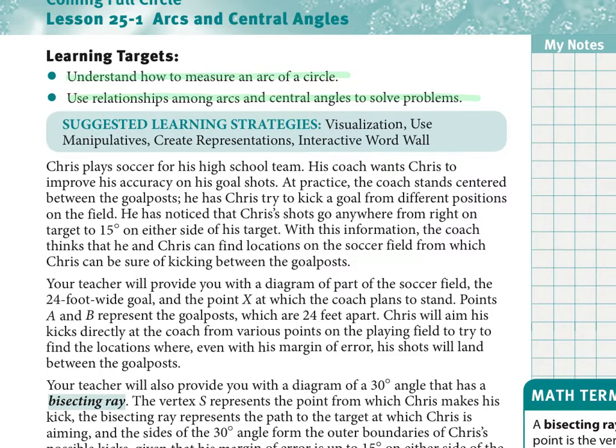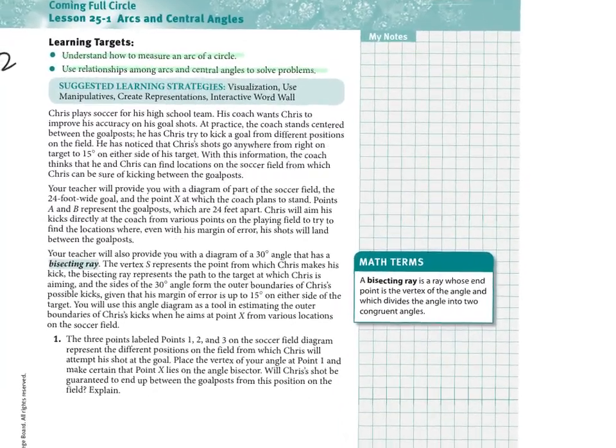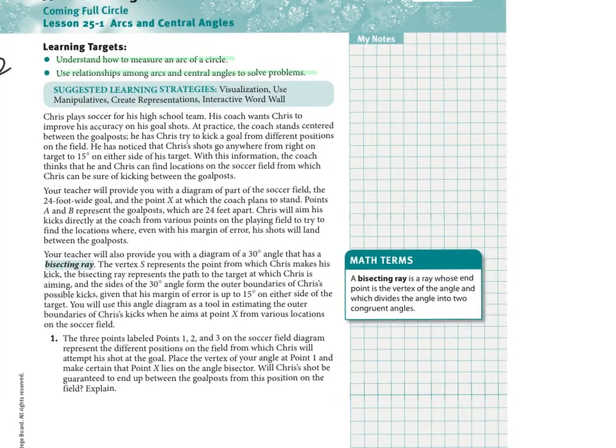So let's read below. It says, Chris plays soccer for his high school team. His coach wants Chris to improve his accuracy on his goal shots. So at practice, the coach stands centered between the goalposts, and he has Chris try to kick a goal from different positions on the field. He has noticed that Chris's shots go anywhere from right on target to 15 degrees on either side of his target, to the left and right. So with this information, the coach thinks he and Chris can find locations of the soccer field from which Chris can be sure of kicking between the goals.